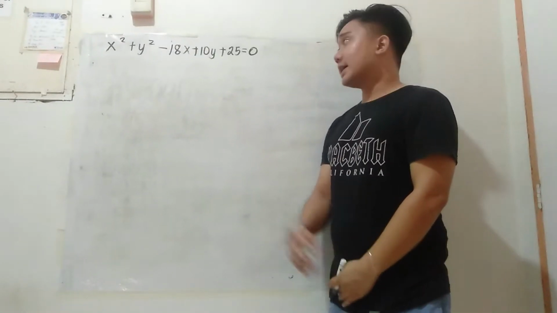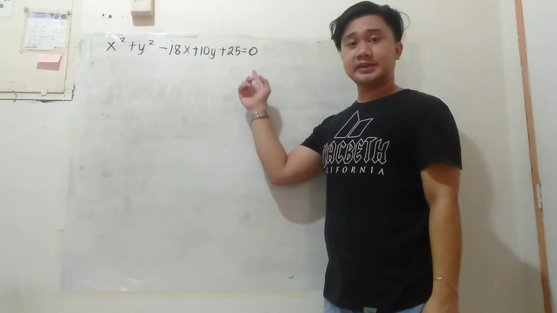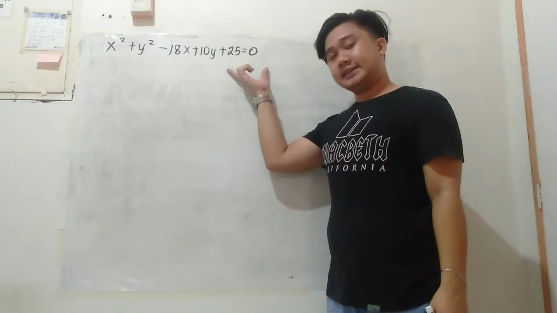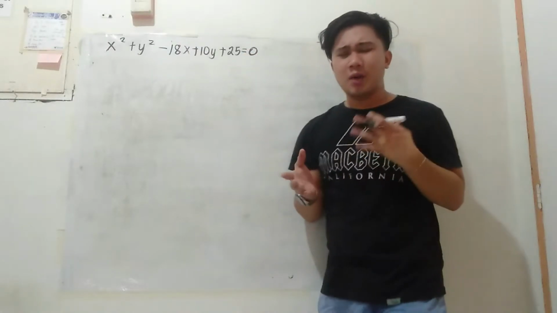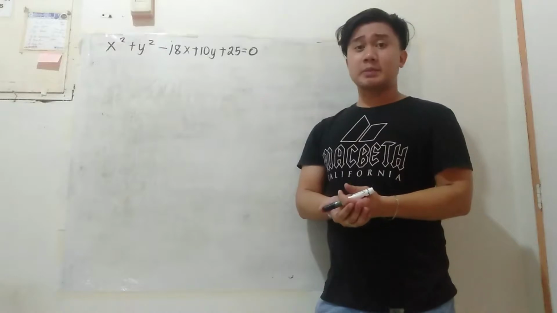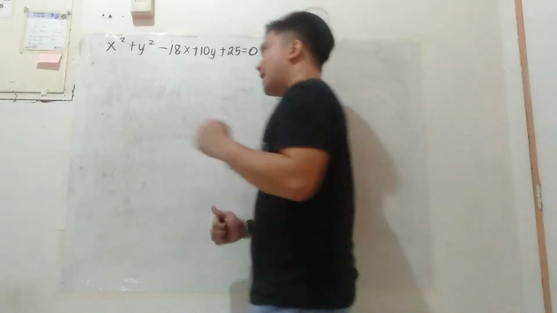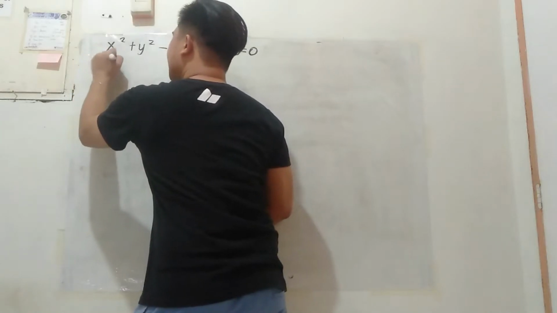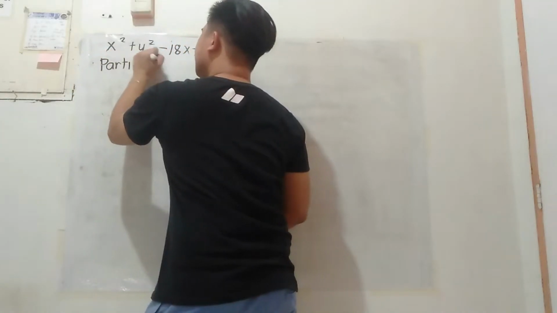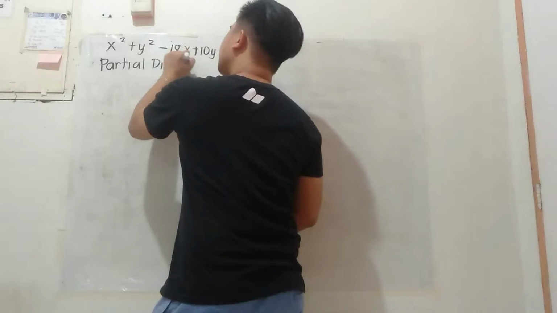So, binigyan tayo ng equation na to, at hanapin daw natin yung center na circle natin. Okay? Di ba, makukuha mo yung center kapag magko-completing the square ka. Pero may ibang way pa po tayo. Ano yung way na yun? Kailangan nating mag-partial differentiation. Okay?